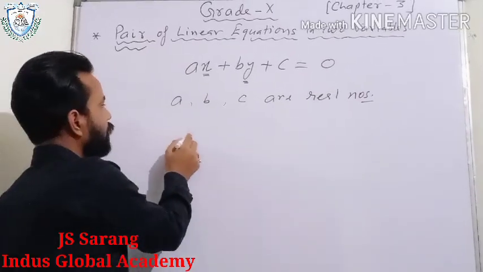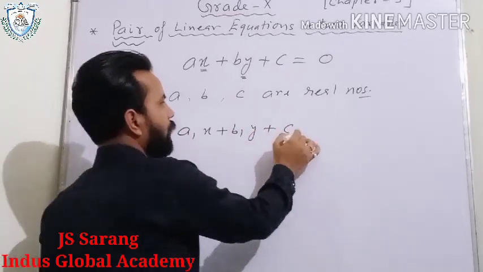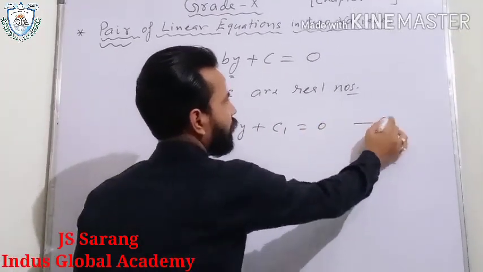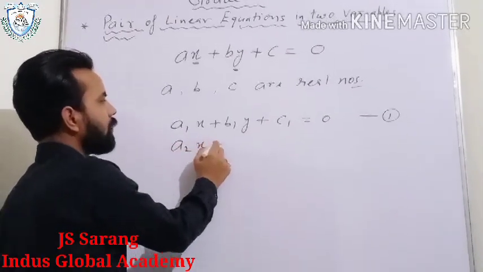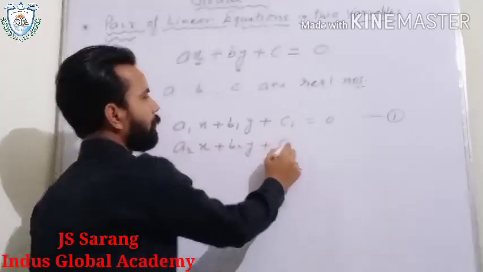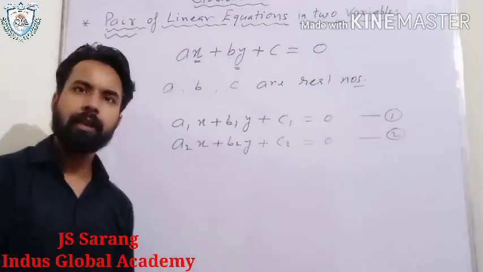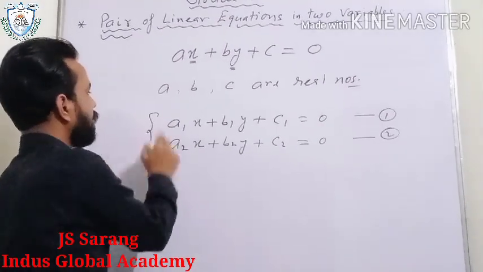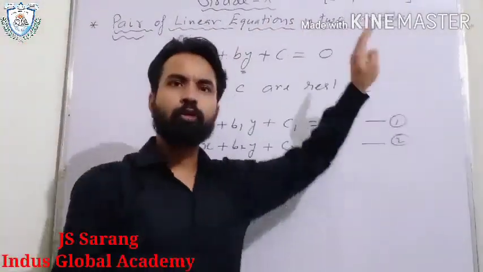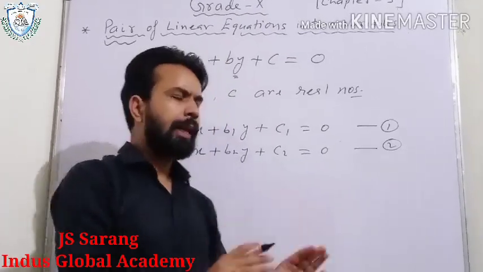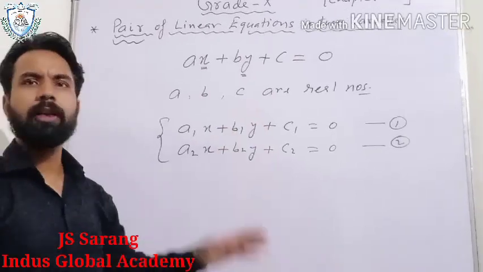So a pair of linear equations means a1x + b1y + c1 = 0. This is the first linear equation in two variables, and the second equation will be a2x + b2y + c2 = 0. This is our second linear equation, and both equations together will be known as a pair of linear equations in two variables. Understood?